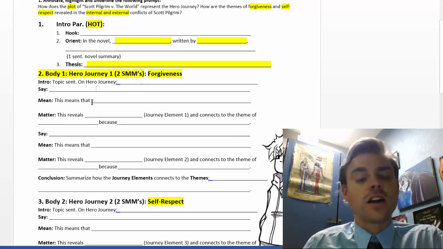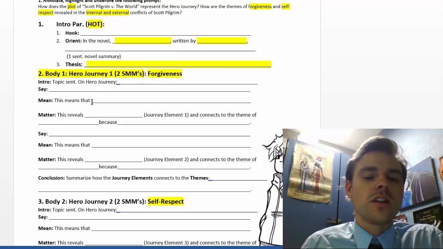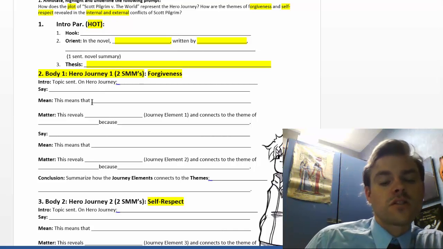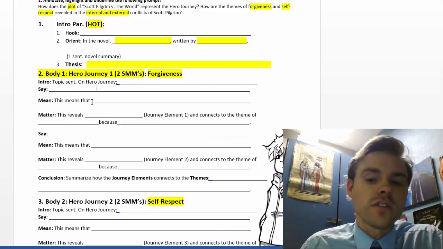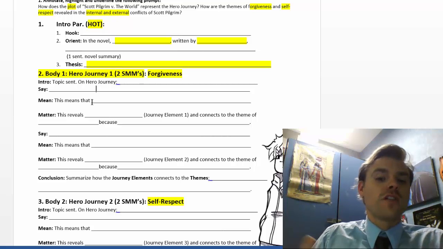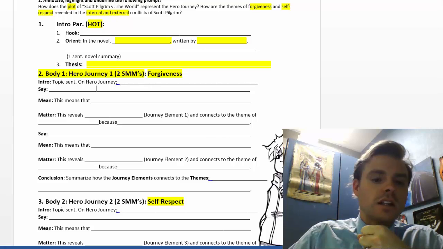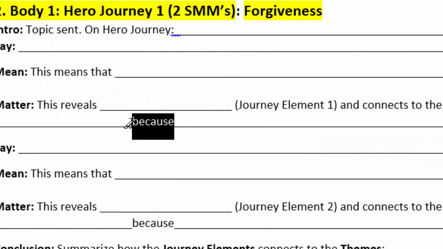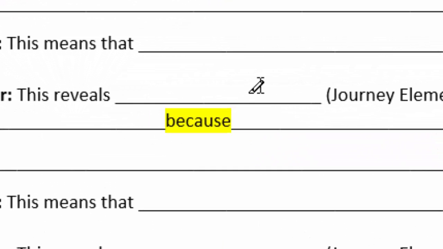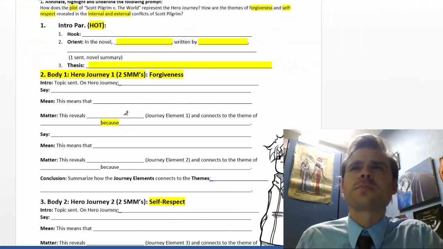You can identify the conflict here, and you can say this reveals the crossing of the threshold and external conflicts and connects to the theme of forgiveness because, and that's where the because is, so I'm going to highlight that here. The because is what you are putting together as far as the connections you make. The connections you make are different than the connections that I make or connections that other students make, because we all come with our own experiences. That's what's cool about writing.